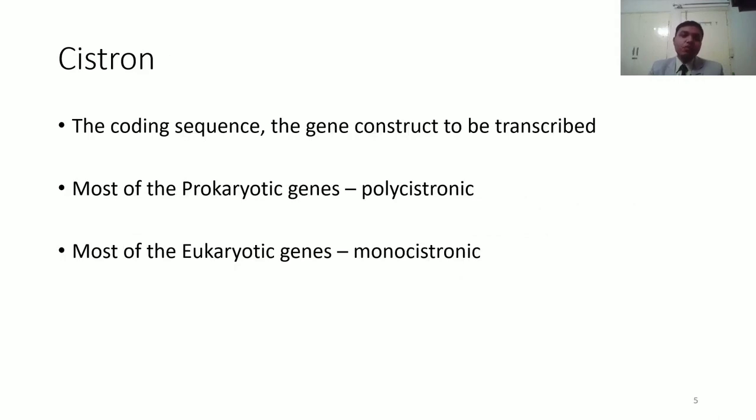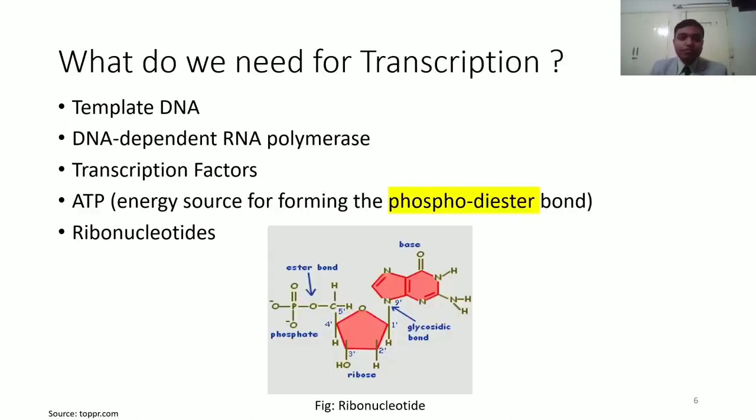Now, what is a cistron? A cistron is the coding region of a gene. This cistron can be of two types: polycistronic or monocistronic. In a prokaryotic cell, under one promoter, more than one gene construct is present. So they can produce more than one protein upon binding of polymerase to only one promoter. But in the case of a eukaryotic cell, each genetic construct has its own promoter. That is why they are monocistronic. So in eukaryotic cells there are monocistronic genes, but in prokaryotic cells there are polycistronic genes.